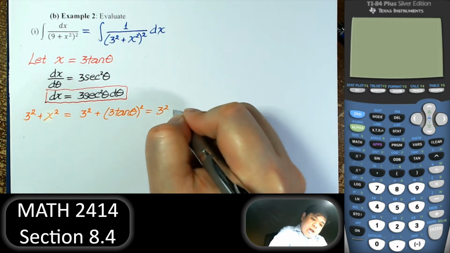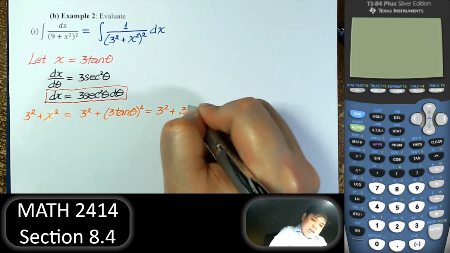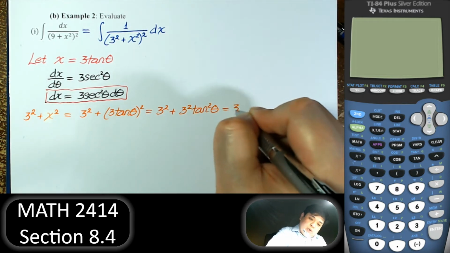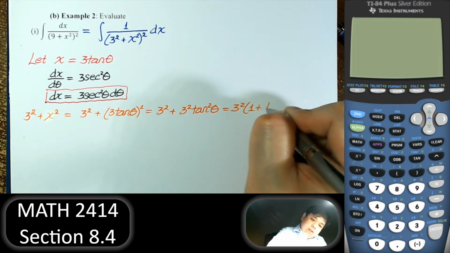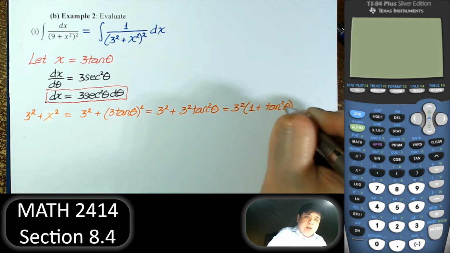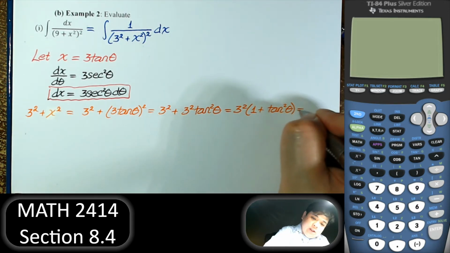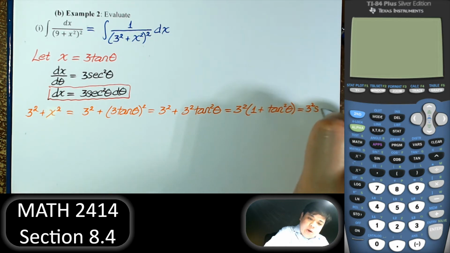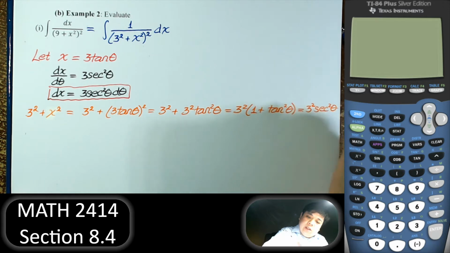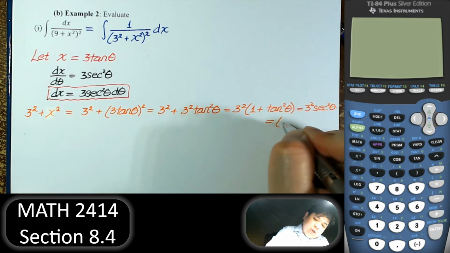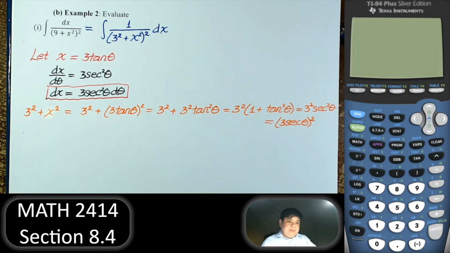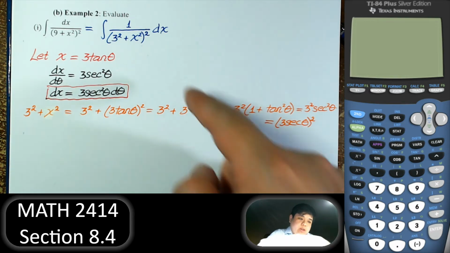So that gives us 3 squared and then 3 squared tangent squared, and then factor out the 3 squared. One plus tangent squared is secant squared, so 3 squared secant squared, and then we can write that as 3 secant theta squared. Right, now we substitute back into the integral.